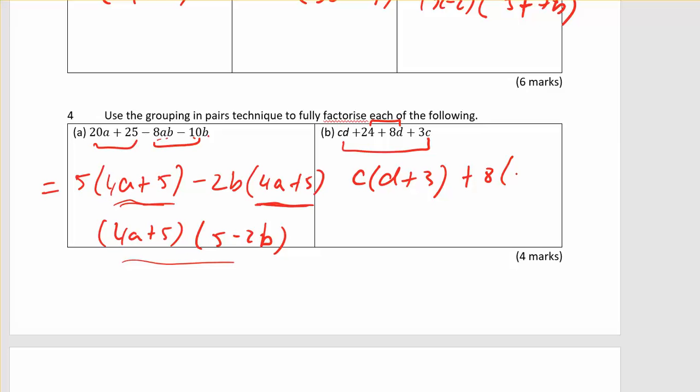8 goes into 8D D times. 8 goes into 24 3 times. As you can see, they both have a D plus 3 in common. So you put D plus 3, you're left with C plus 8. So C plus 8 like that. So finish factorizing.